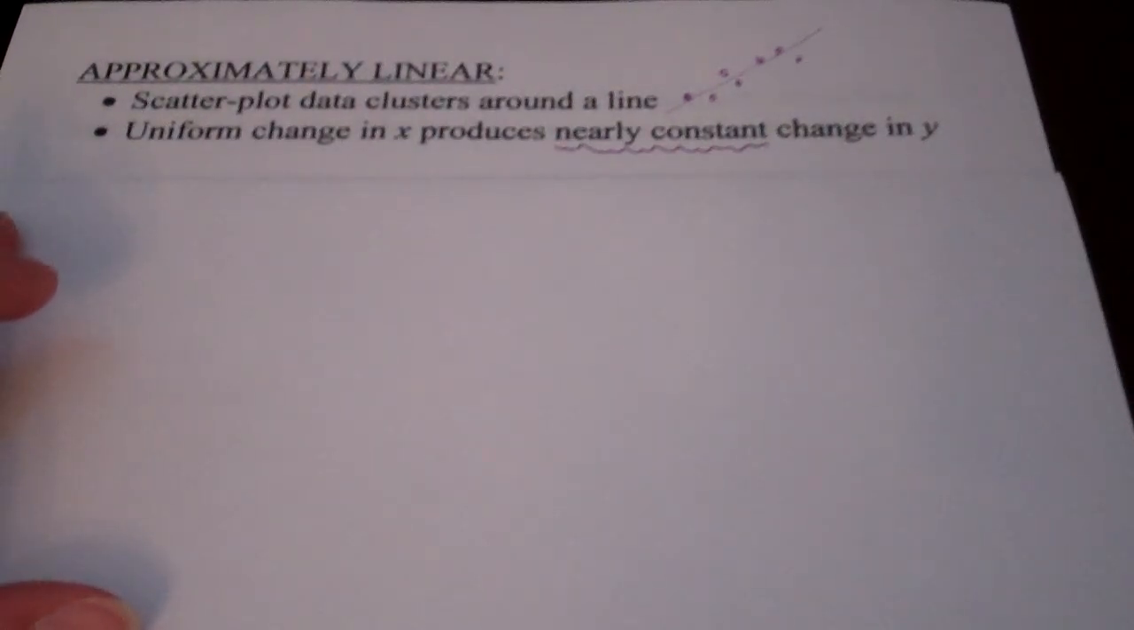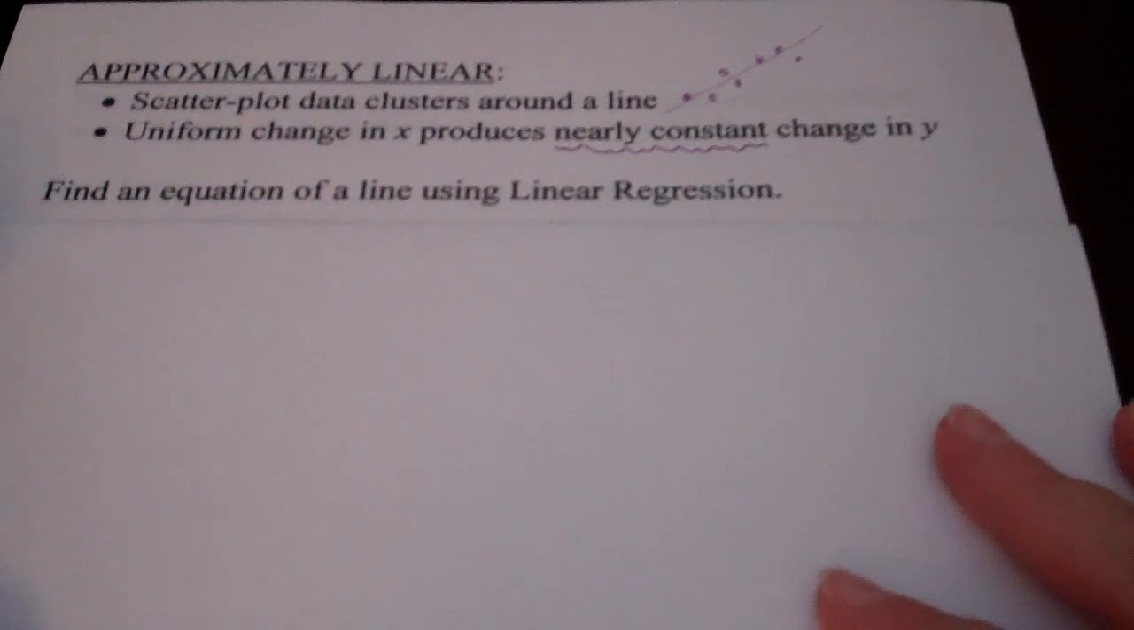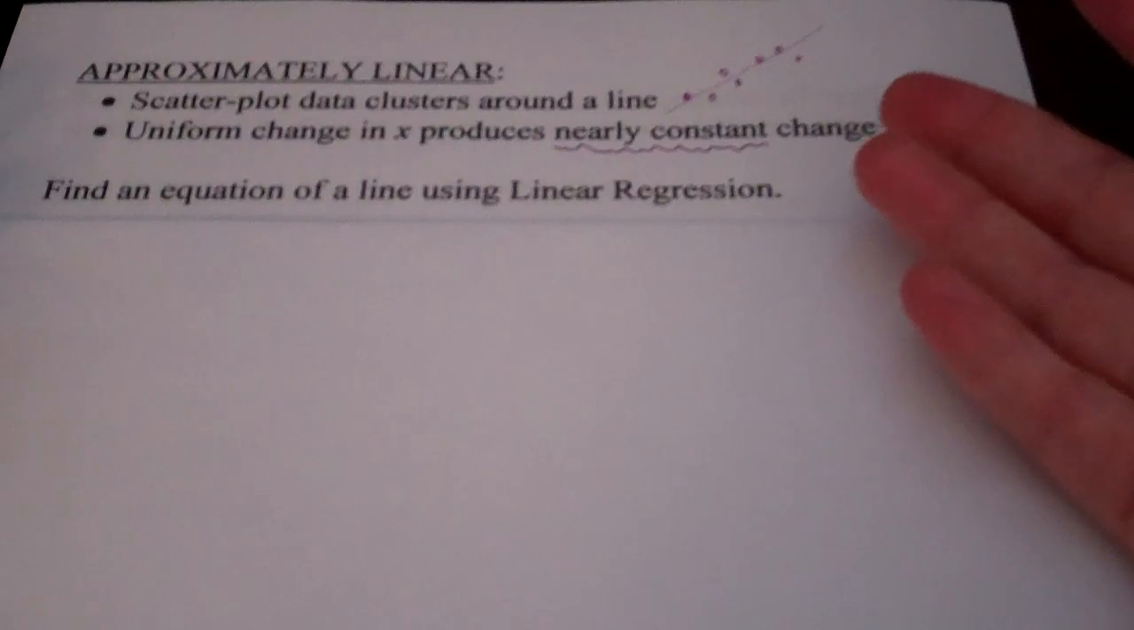Okay, so that would be approximately linear. When we have a data set that's approximately linear, we're going to use what's called linear regression to find the equation of a line. There are lots of ways to find a line that will approximate the data you have. It can't be exact because they don't line up exactly, but we can find a line that comes close.